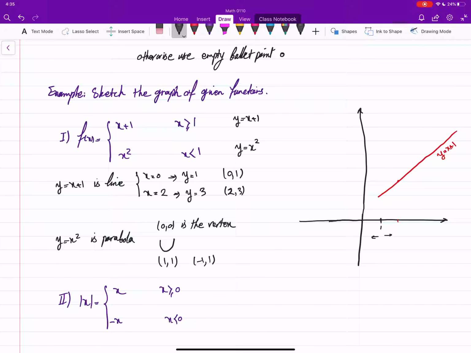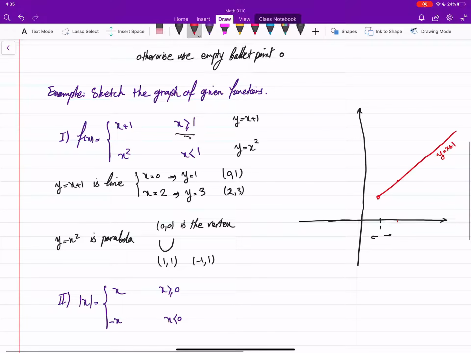How about the end point? Is 1 included in the domain related to x plus 1? Yes. So that means that you need to use a solid bullet at the end of that piece of the curve.